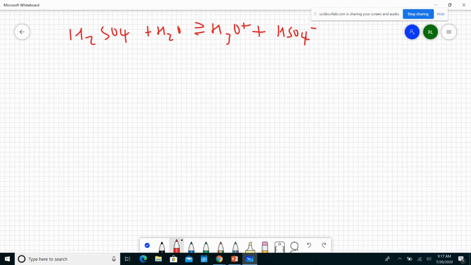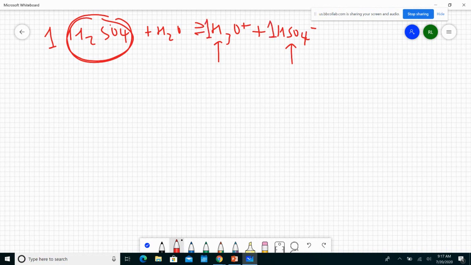Right. Remember, H2SO4 is a strong acid. Its Ka1 is very, very large. That means all of these acids will break down and form the hydronium ion and HSO4 minus. You see how these are 1:1 molar?